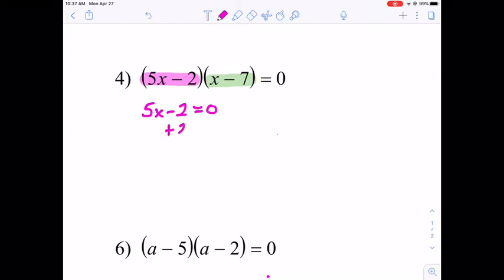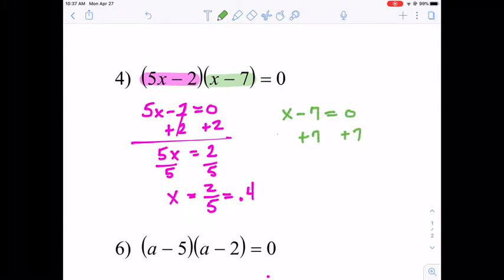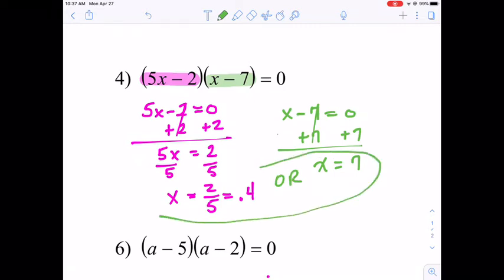So to solve this, I'm going to add 2 to both sides, which gives me 5x equals 2. Then I need to divide by 5. So x equals 2/5. Or you can make that a decimal of 0.4. Now I want to see what is my other option. My other option is the x minus 7 could equal 0. If I add the 7 to both sides, x equals 7. So I again have two possibilities. X could equal 2/5 or x could equal 7.